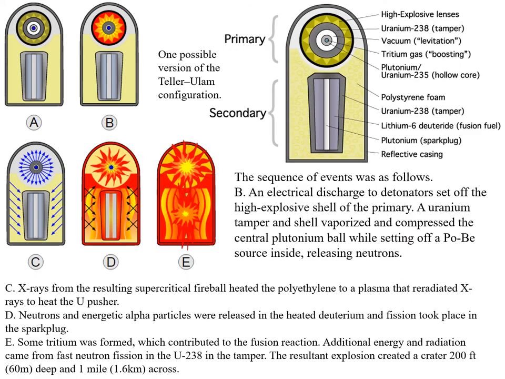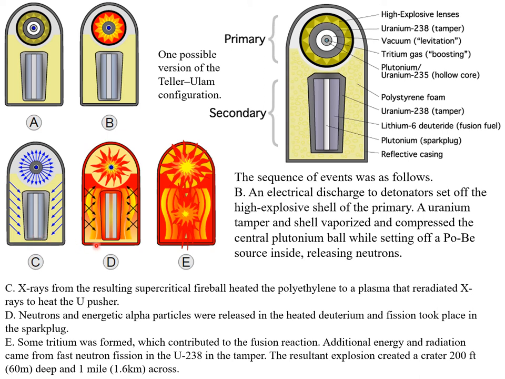The sequence of events was as follows. As shown by figure B, an electrical discharge to the detonator set off the high explosive shell of the primary. A uranium tamper and shell vaporized and compressed the central plutonium ball while setting off a polonium-beryllium source inside, releasing neutrons. As shown in figure C, X-rays from the resulting supercritical fireball heated the polyethylene to a plasma that radiated X-rays to heat the uranium pusher. Then go to figure D.